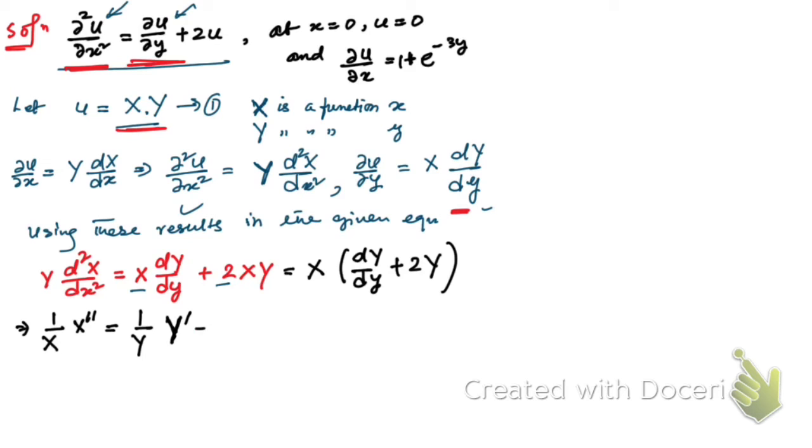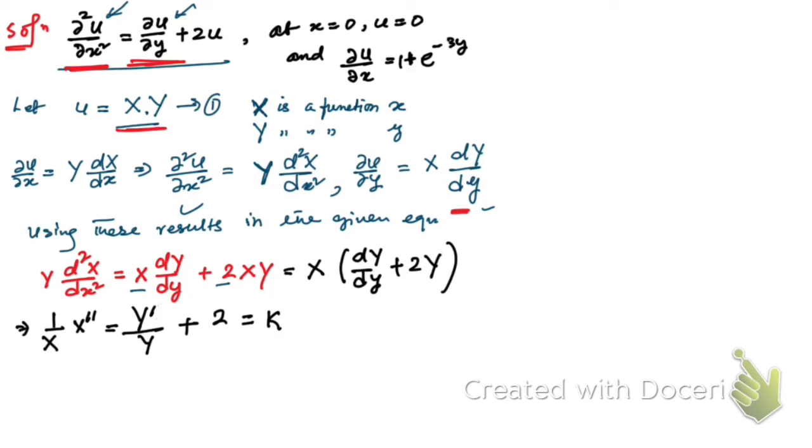And plus 2 capital Y. That's what we have got, right? So now let us consider, you can multiply this 1 by y with each term of this expression which is within the bracket. Then doing so, we're gonna have y dash by y plus 2y divided by y, which gives only 2. Let these two terms be constant, that is suppose k.